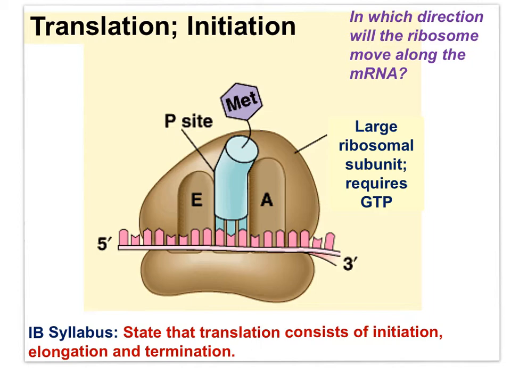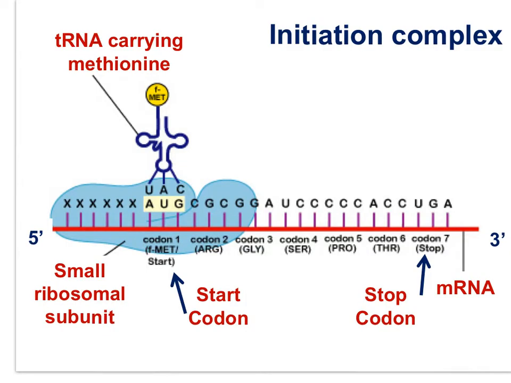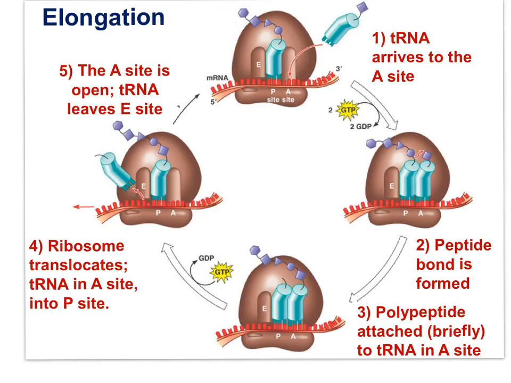Energy is required. Here is another image of initiation showing the start codon, and over here to the right, a stop codon. The tRNA carrying methionine is attached to the mRNA along with the small ribosomal subunit. The large ribosomal subunit has yet to arrive. Now, elongation is simply the process whereby the polypeptide chain gets longer. You know this well already.